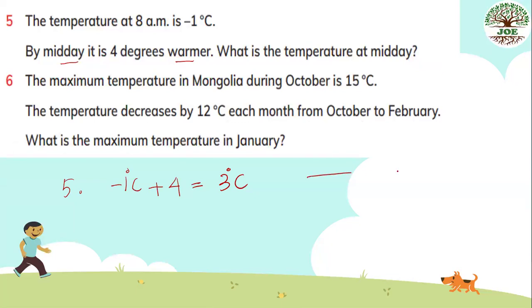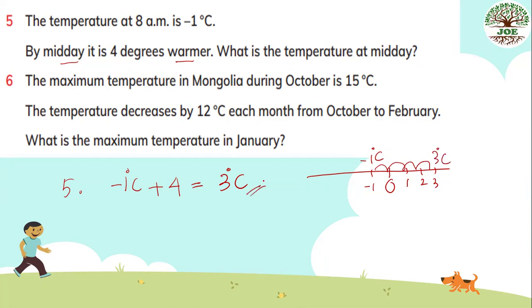So let's see on the number line. Recent temperature is, here is 0, negative 1 degrees Celsius. Warmer, 4 degrees warmer. 1, 2, 3. This is negative 1. 1, 2, 3, 4 degrees warmer. We have to go to the right, 4 units. 1, 2, 3, 4. It is 3 degrees Celsius, the same answer.